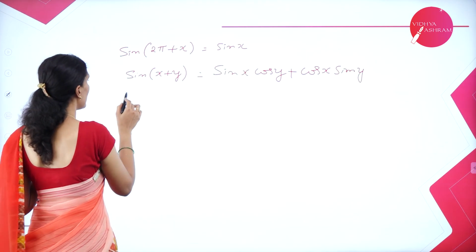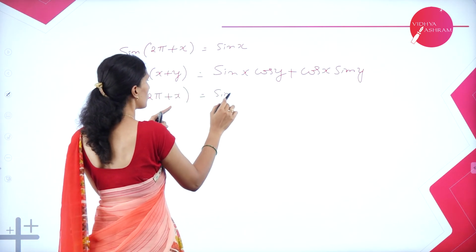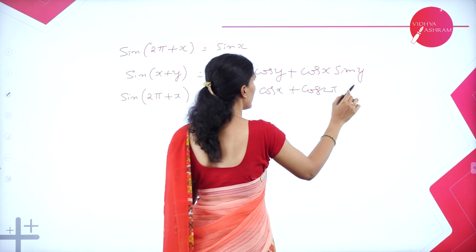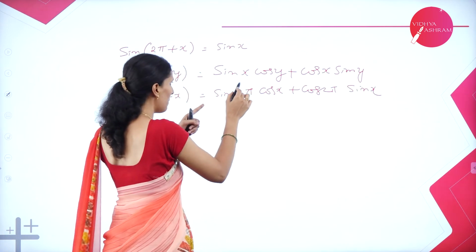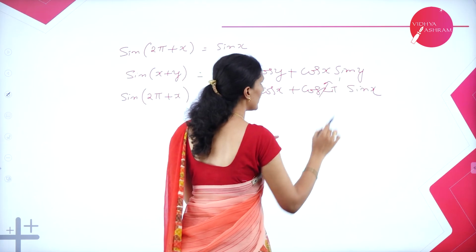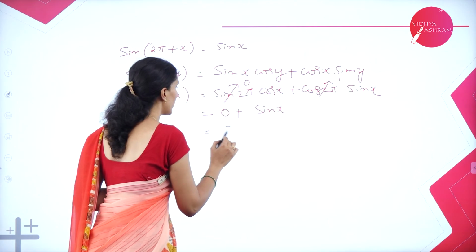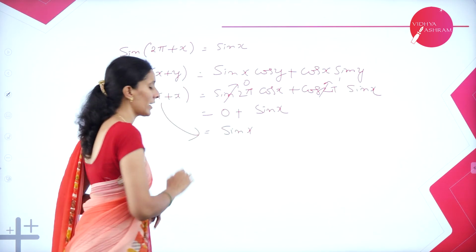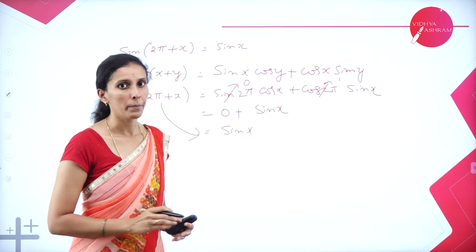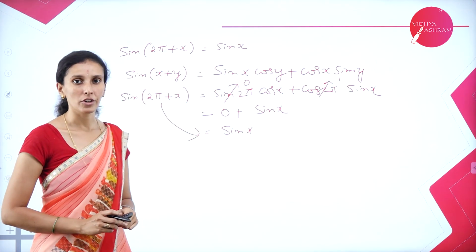So now, this is sin(2π + x). Apply here, it is sin 2π cos x plus cos 2π sin x. Sin of any multiple of π is 0. So 0 into anything is 0. Cos 2π, that is cos 360 degrees, is 1. 1 into sin x is sin x. So therefore it is sin x. See, this is what we get, the proof of allied angle property. So all the allied angle properties can be proved using the sum and difference of trigonometric ratios.